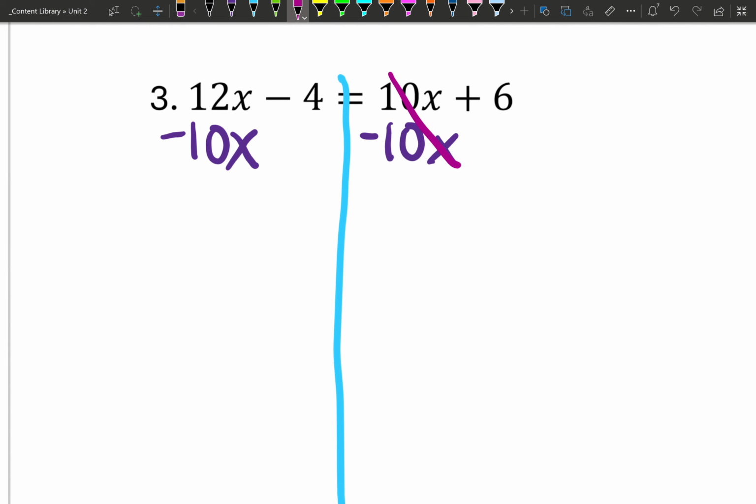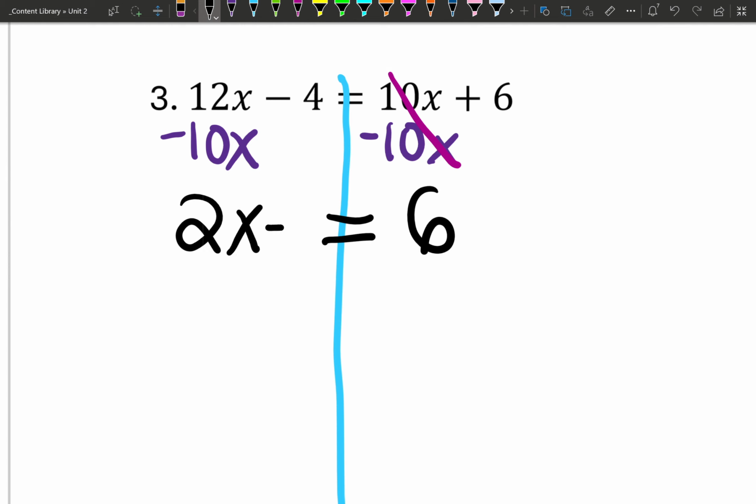There's no more x's on the right side. Perfect. All we have left on the right is positive 6. On the left, 12x's minus 10x's is 2x's, and we didn't do anything to the minus 4, so it's still there. Now, since we brought the x's to the left, we're going to have to bring our regular numbers, our constants, to the right. We have a minus 4 on the left side, which means we're going to have to add 4 to both sides in order to undo that.